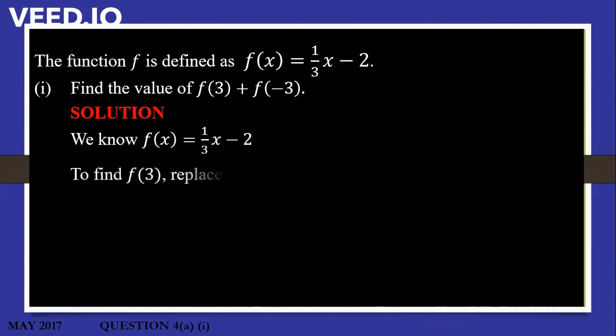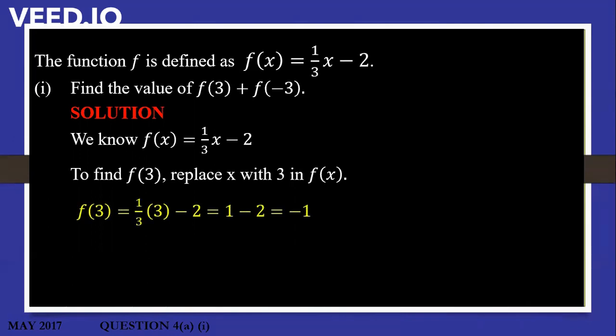To find f of 3, we are going to replace x with 3 in the function f. By doing this, our input value is 3. Therefore, f of 3 is negative 1.